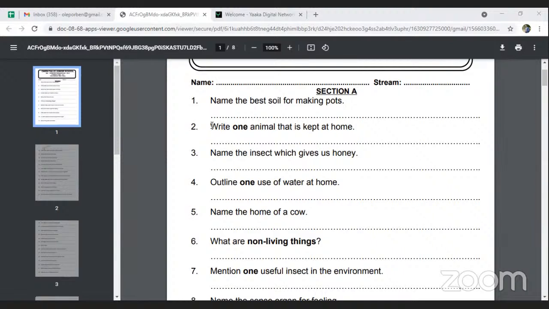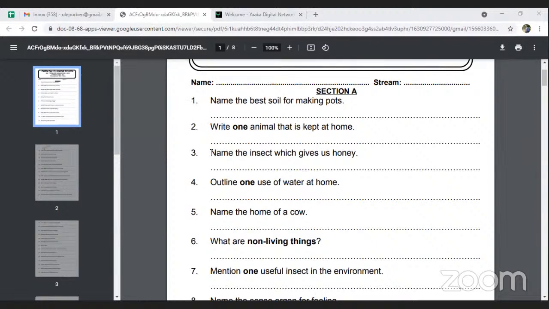Write one animal that is kept at home. Yes, Shadrach, can you give that? A dog. Another one. I want another animal. A dog, a cow, a cat, and a goat plus sheep, rabbit, and also keep a camel.